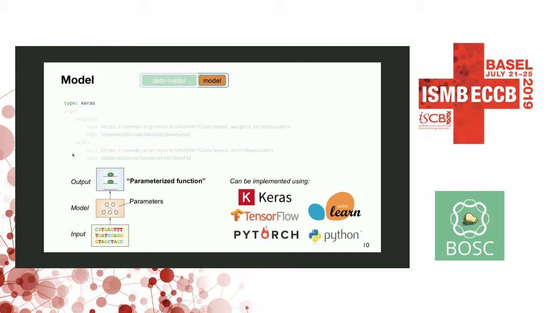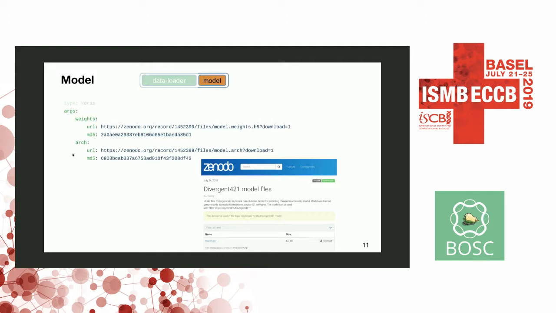Those parameterized functions are typically implemented in Python. You can also, of course, use any Python machine learning framework, and our API covers all of those machine learning frameworks. What you describe in your model.yml is the type of model you provide. These parameters are also called weights in machine learning. You share them as files on repositories such as Zenodo, which gives you a DOI for those files and keeps them immutable. For machine learning frameworks, you can also serialize the architecture and store it on Zenodo as well.